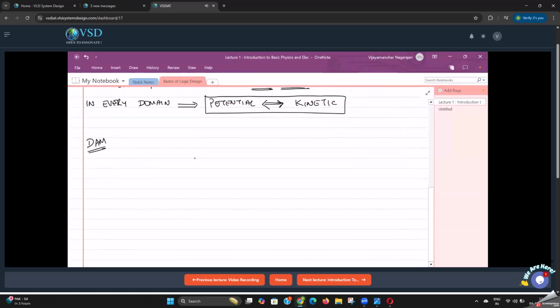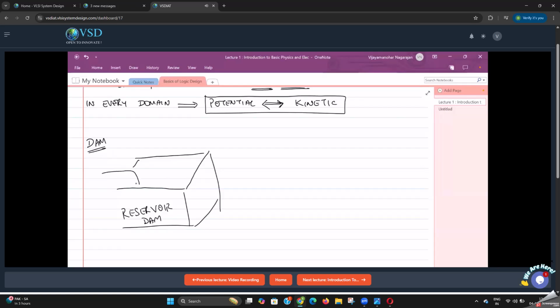So what is a dam? This is the river path. They have built a big reservoir kind of thing. There's a very big reservoir here. This is my reservoir, which is nothing but a dam. Now water has to flow into the dam.